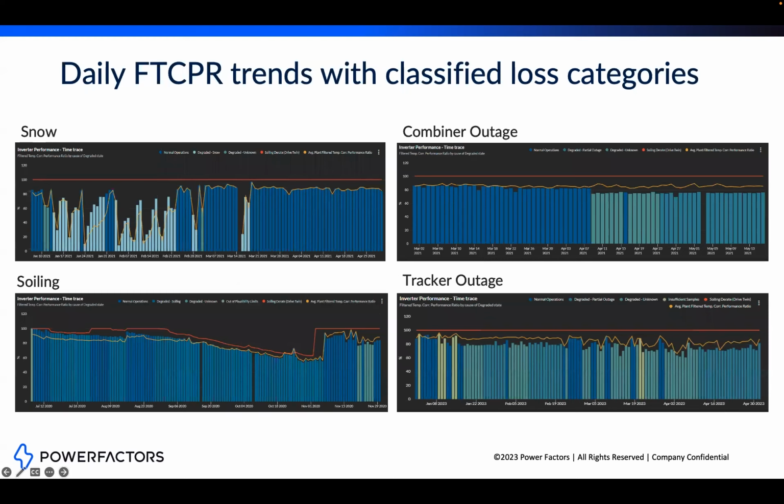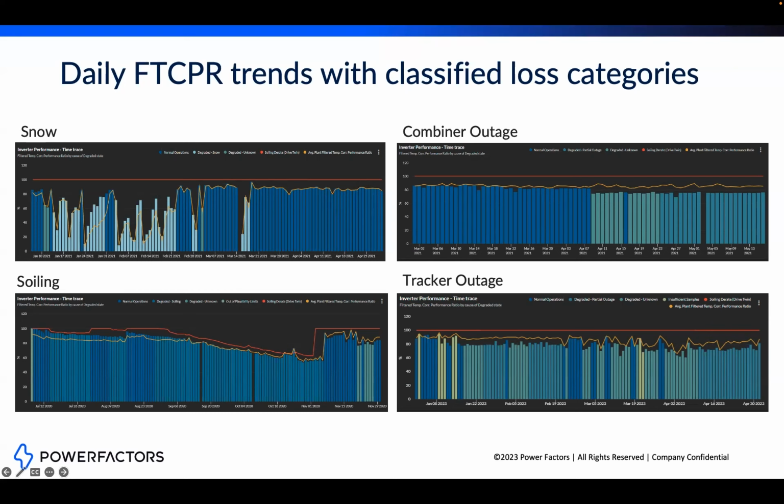So this is a collection of plots showing daily historical FTCPR colored by the classification assigned. The yellow line shows the average FTCPR for the entire site. Each bar is FTCPR for a single inverter for a single day. The colors are unfortunately a little similar, but they show how each day has been classified. So the first plot shows the days classified as degraded snow.